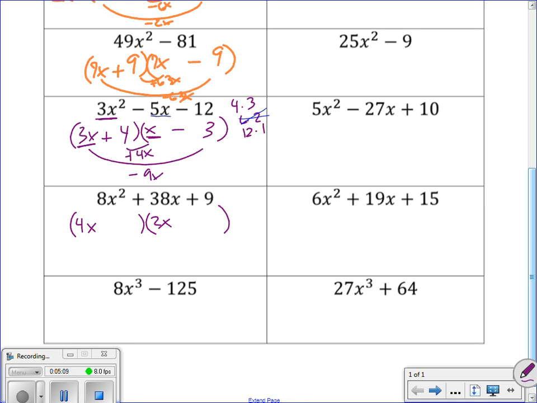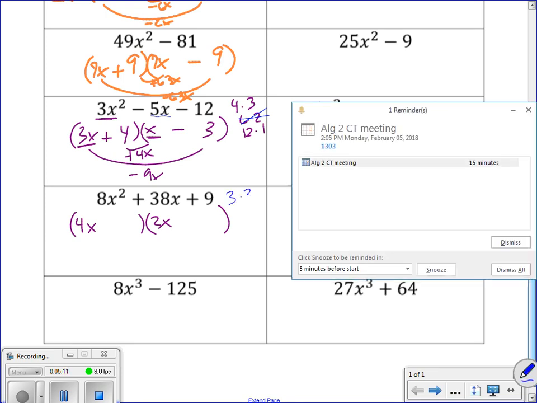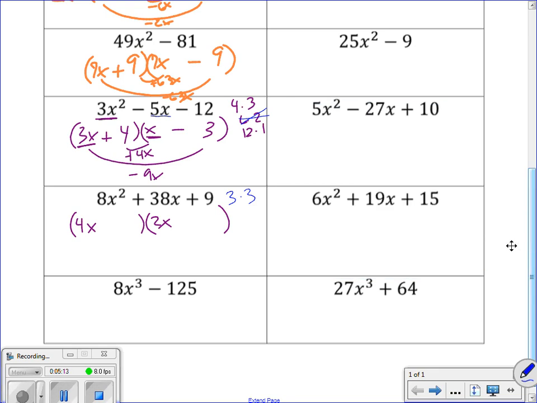In the back, I'm still looking at things that make 9. 3 times 3, 9 times 1. So let's try 3 and 3, because if 3 and 3 doesn't work, when I switch them, nothing changes. So it'll be an easy thing to try first, 3 and 3. All right, so here I'm getting 12x. Here I'm getting 6x. That is no way going to get me to 38.